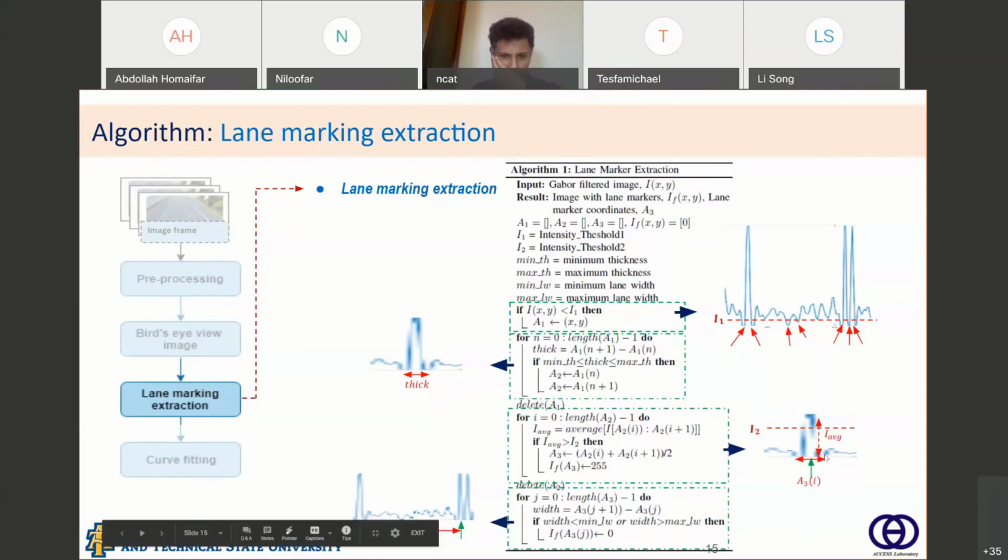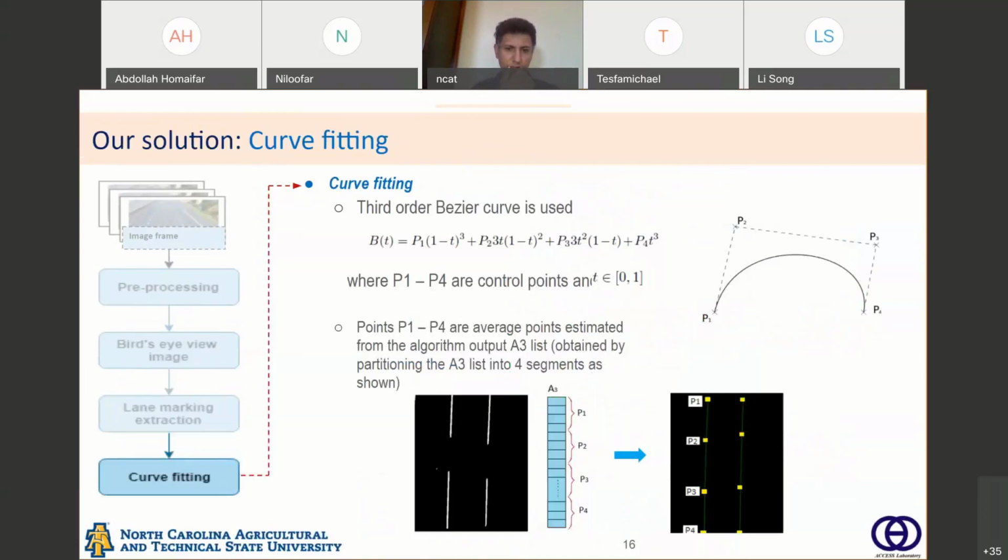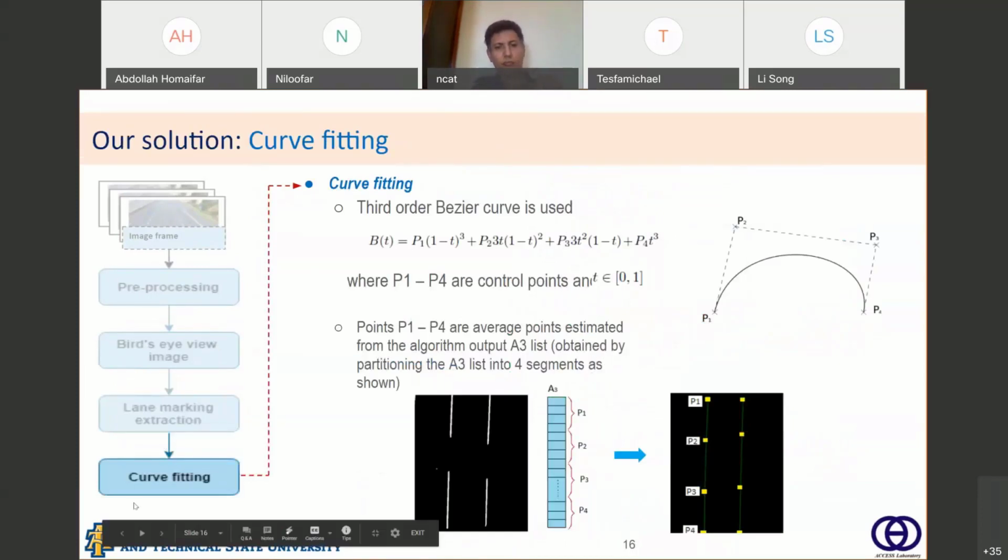And the next stage checks the intensity value. And like I said, lane boundaries are usually brighter than their background or the surrounding pixels. So we check that intensity. And the last stage is to measure the distance between the peaks, which corresponds to the width of the lane. So if those pixel points satisfy these three requirements, then they are considered to be a part of the lane marking. So the last stage in this method is a curve fitting.